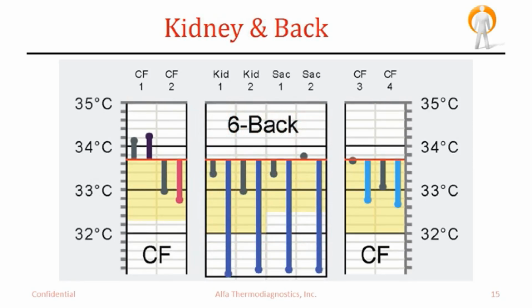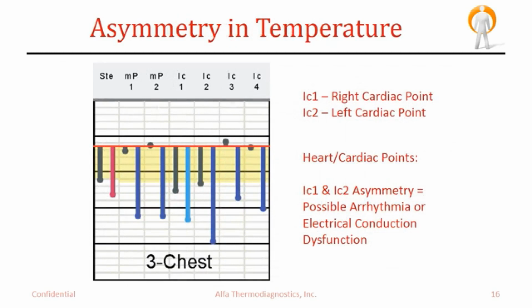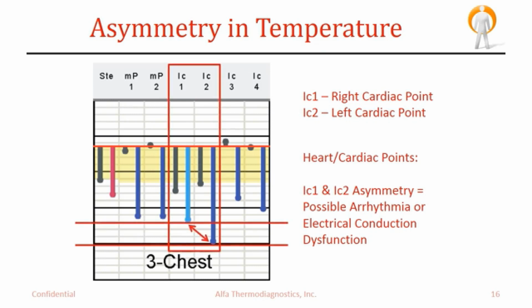So do we see any more very important right and left sides? Well, the kidneys are symmetrical. The back is symmetrical. Then we look over to the heart, where these heart points are symmetrical. The IC1 and 2 are a little bit asymmetrical, which could mean that she might have a little bit of arrhythmia or electrical conduction problem. The sternum is hyporegulating. That's important, that there may be something in the chest.